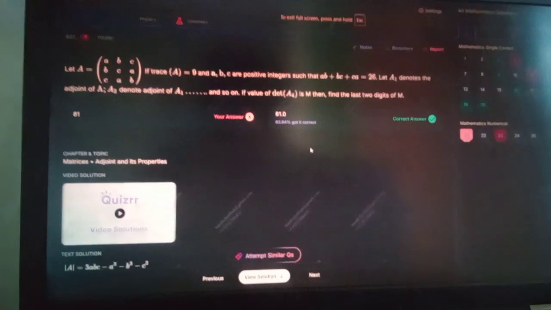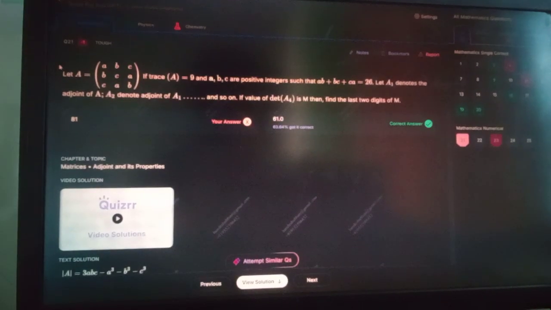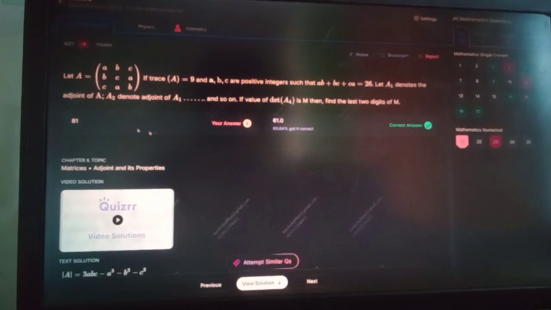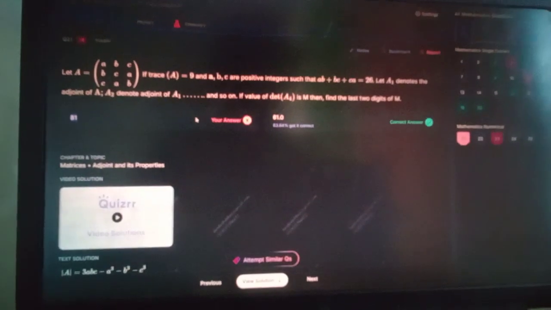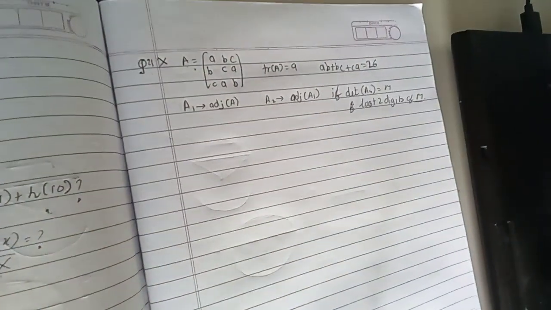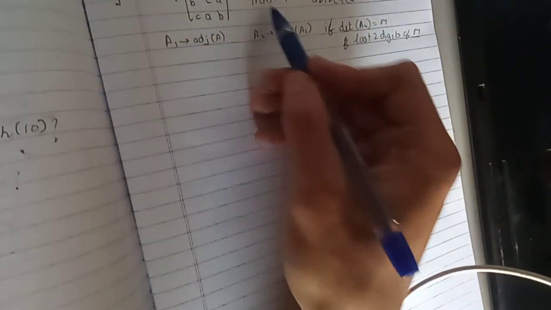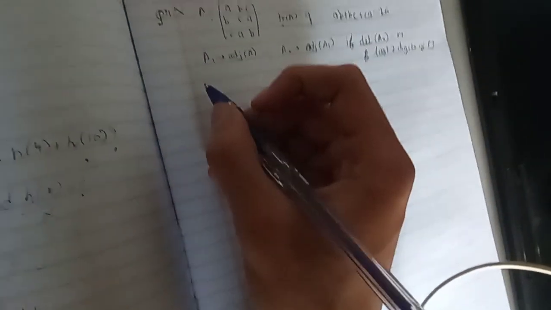Alright, so now we are going to discuss this really interesting question from a mock test on determinants, which was tough. I was about to solve it, but I made a silly mistake, and we'll discuss that in depth. So, first of all, let's see what the question is. We are told that this is a determinant A, and we are given the trace of it. Let us just write the information which is given to us.